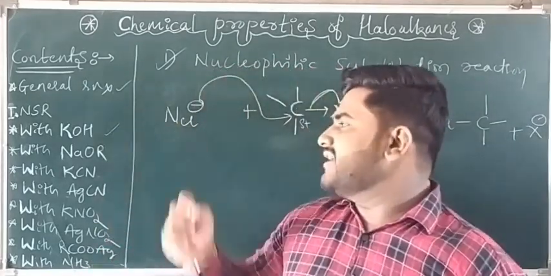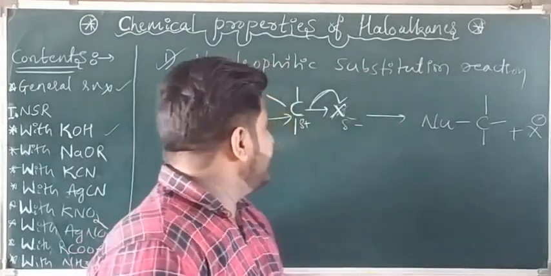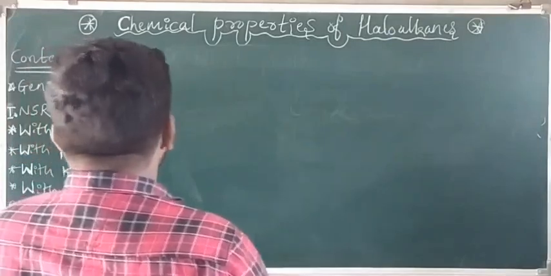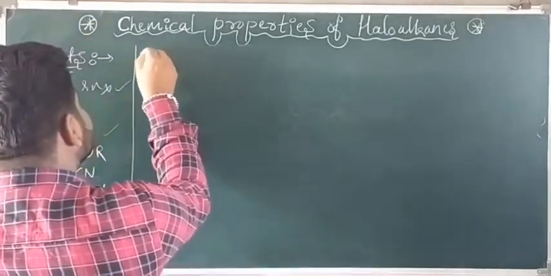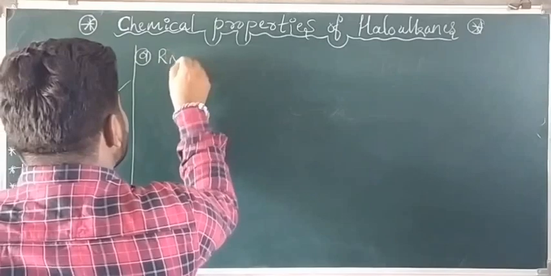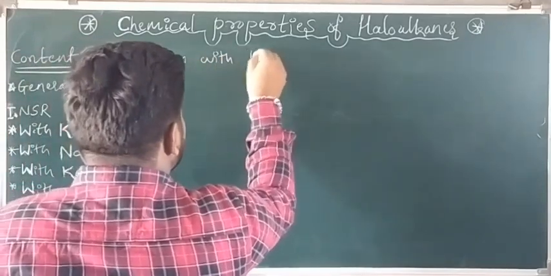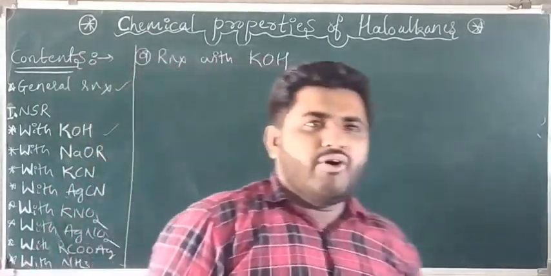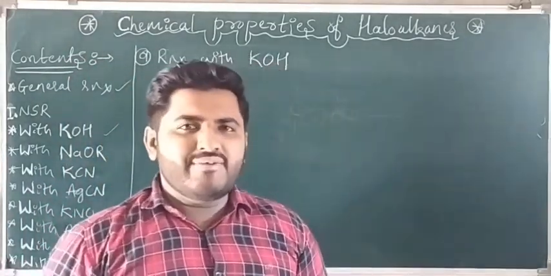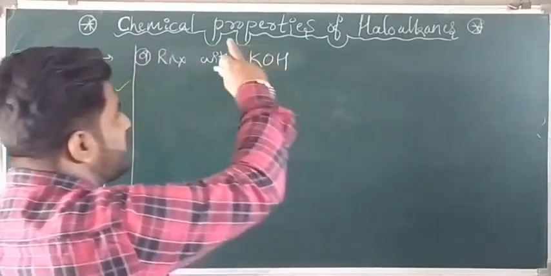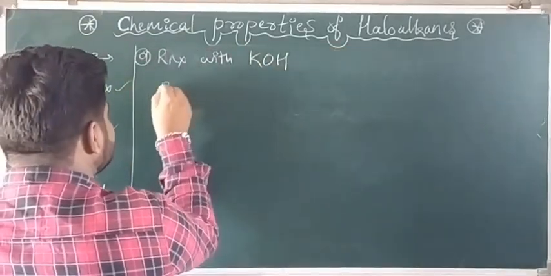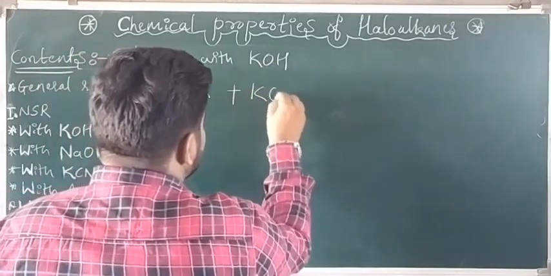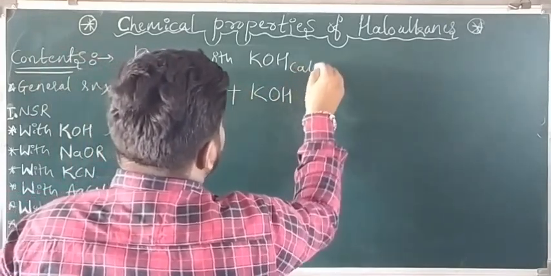Now we will study the examples for this one by one. I hope you understood. So the first nucleophilic substitution reaction is reaction with KOH. So what is KOH? Any alkali. KOH is potassium hydroxide. You can use sodium hydroxide also. So what is the general formula for haloalkanes? RX. Yes, RX plus, when you add KOH, that KOH must be alcoholic KOH.